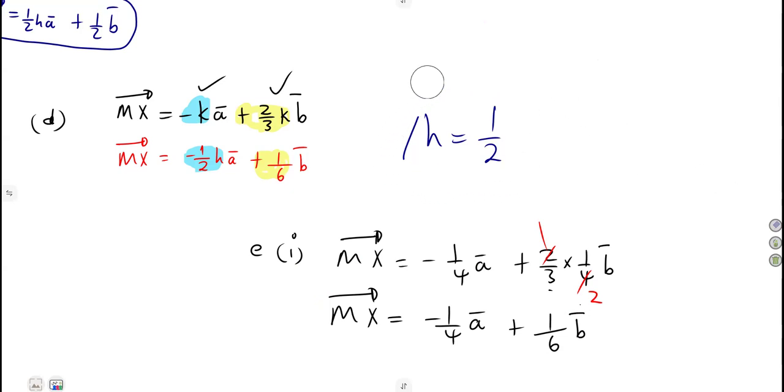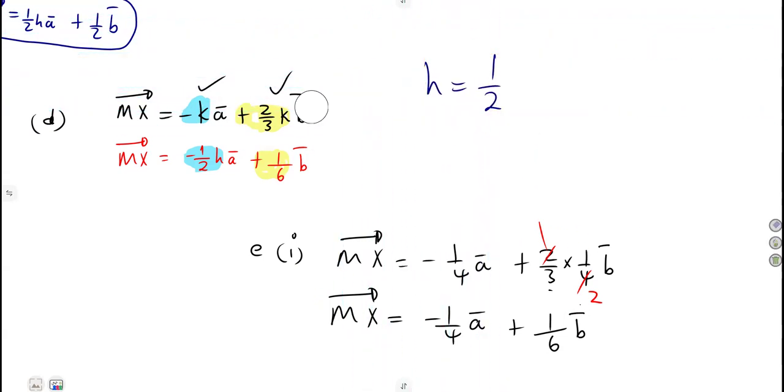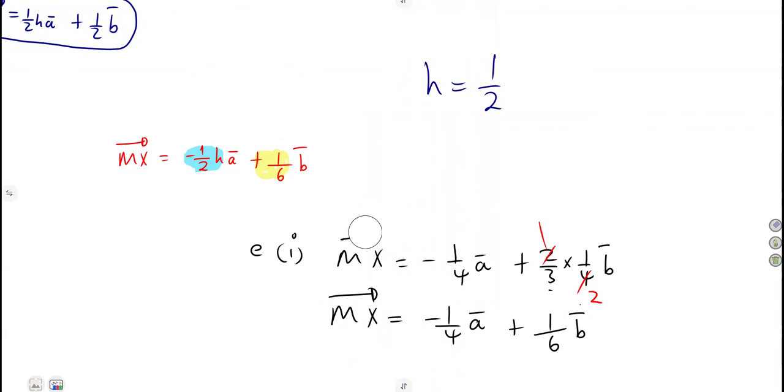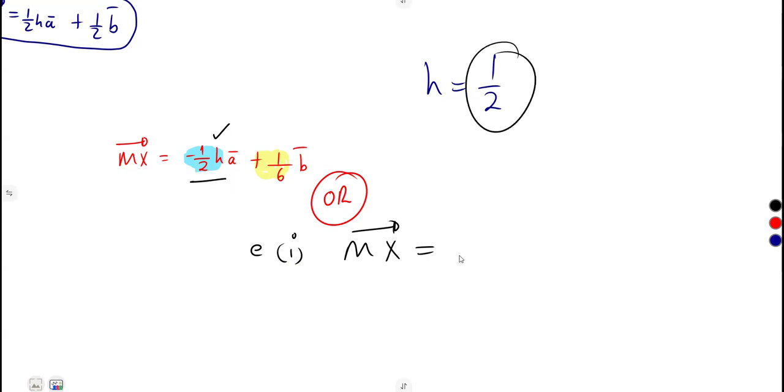All right. What about working with h? We are going to have the same answer, for this value of h, if we are to substitute it into the second equation, that is in terms of h. Another way, you are still going to obtain the same answer for that mx if we substitute h here. Our h is what? 1 over 2. So that's minus 1 over 2 times our h, 1 over 2, times our vector a, plus this one, which is already a constant, 1 over 6 vector b. So that's it.